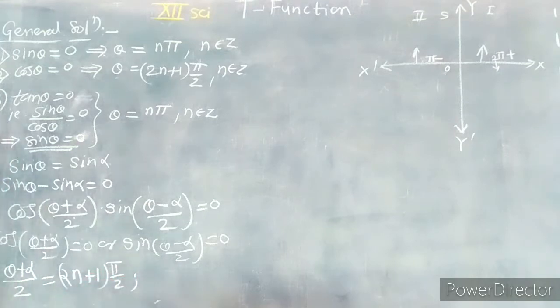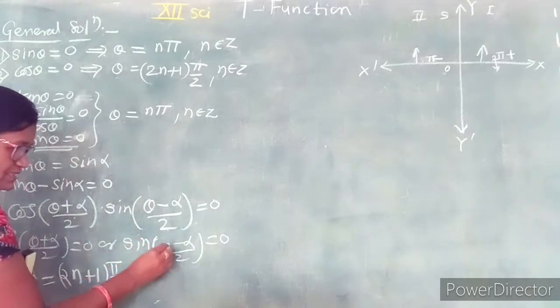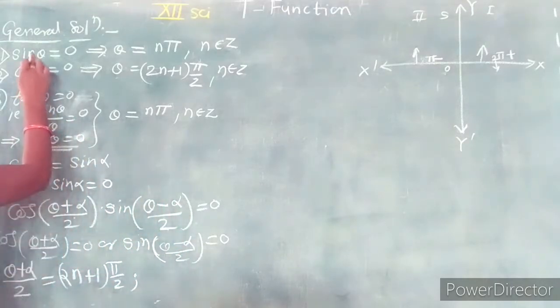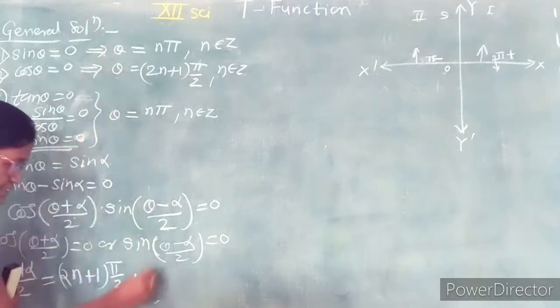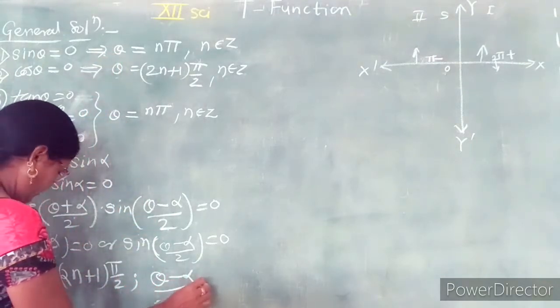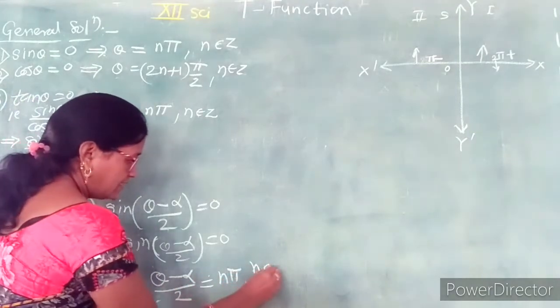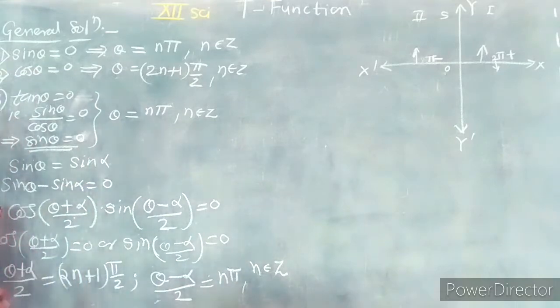We take the common solution for n, that is n belongs to Z. And sin theta is equal to 0 means, taking this whole angle as theta, the general solution is theta equal to n pi. Here the angle is (theta minus alpha) upon 2, which is equal to n pi. For both cases, n belongs to Z, meaning n is an integer.